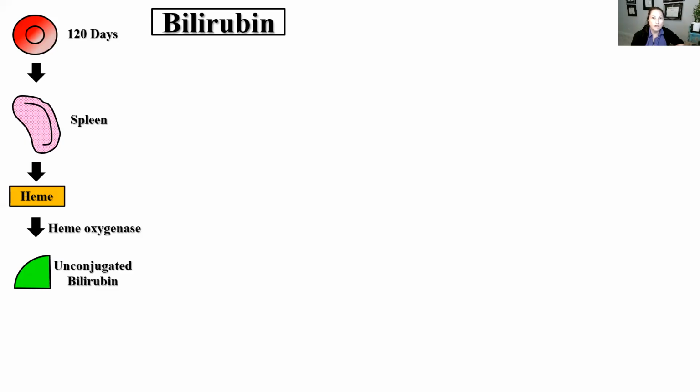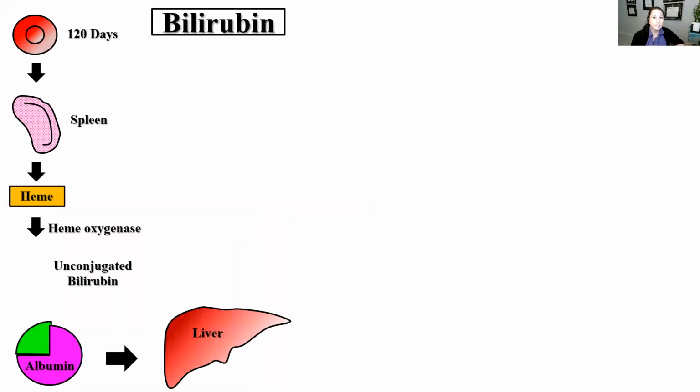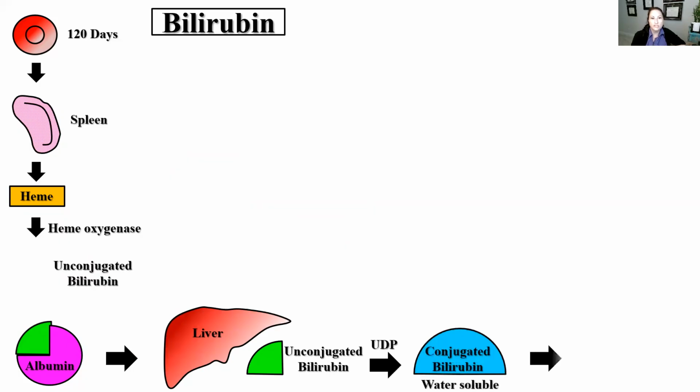Keep in mind that unconjugated bilirubin is not water soluble. Unconjugated bilirubin will be transported through the bloodstream by albumin, and the albumin will take that unconjugated bilirubin to the liver. This is the site of conversion from unconjugated bilirubin to conjugated bilirubin. UDP is a chemical that's about 25 letters long that helps us to conjugate that bilirubin. And here's the big difference: now that conjugated bilirubin is water soluble, so now we can get rid of it in the body.